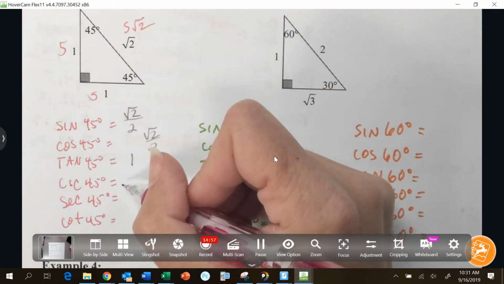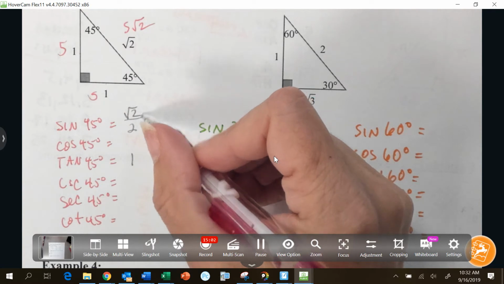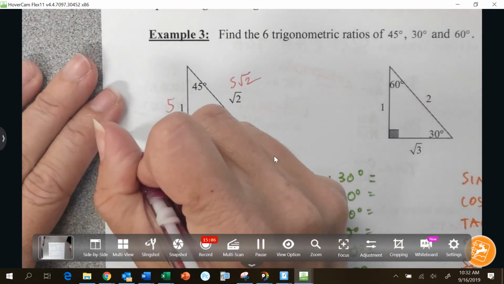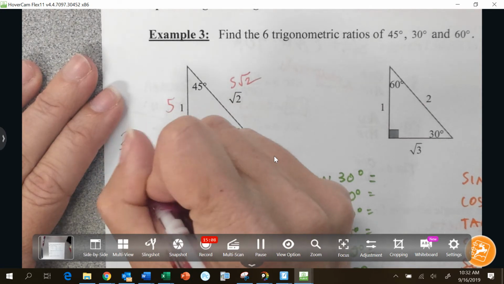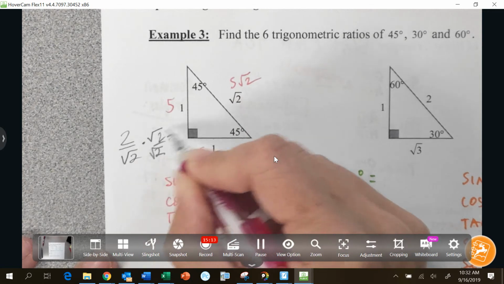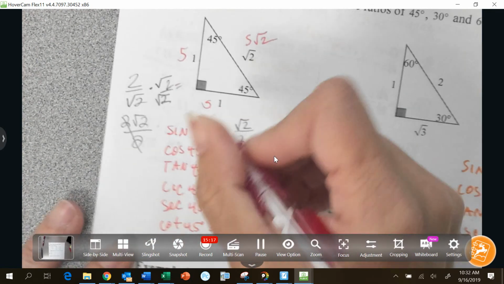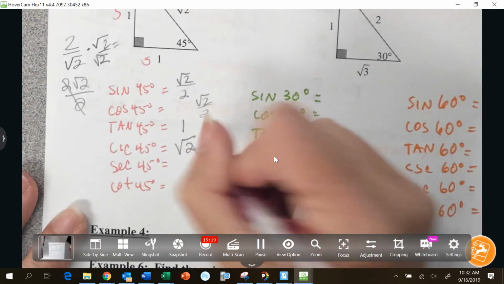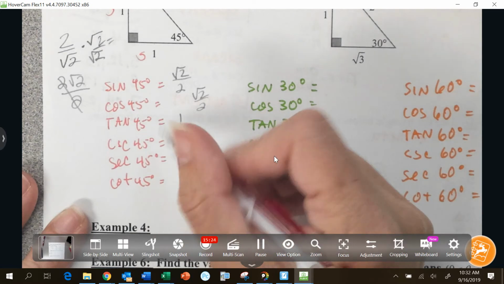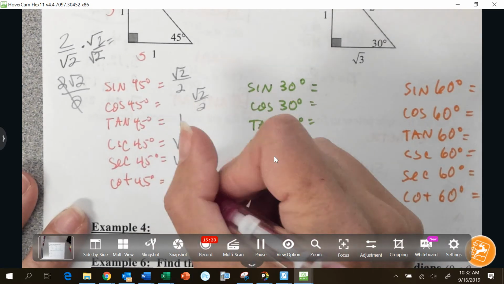Cosecant, I'm going to flip radical 2 over 2. And when I flip it, I'll just do it off to the side here. When I flip it, I have to rationalize, which gives me 2 radical 2 over 2, and then those 2's cancel, and we just get radical 2. Secant is the exact same thing as cosecant, because cosine and sine are the same, so radical 2. And then we flip 1 and we get 1 for cotangent.